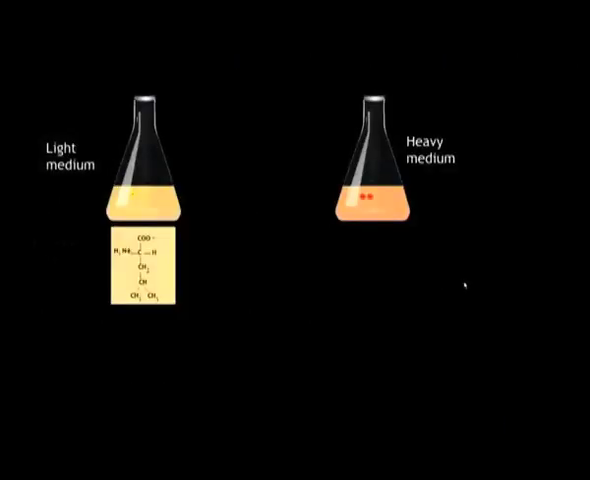In SILAC, two groups of cells are cultured in media that are identical in all respects, except that one contains a heavy isotopic analog of an essential amino acid, while the other contains the normal light amino acid. After a number of cell divisions, the grown cells are combined and digested using trypsin.